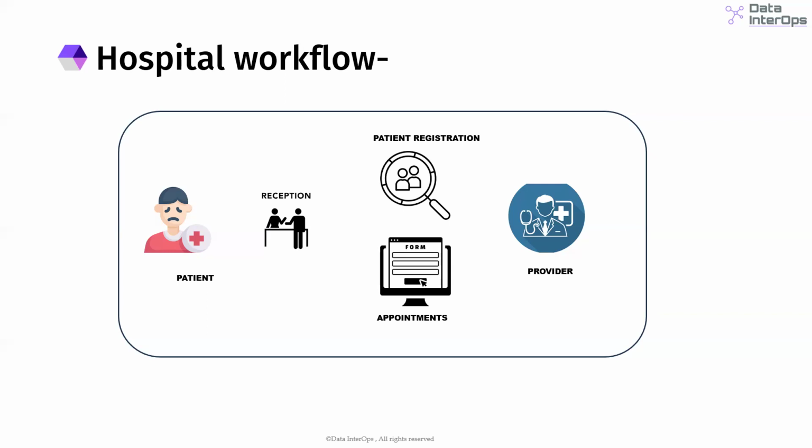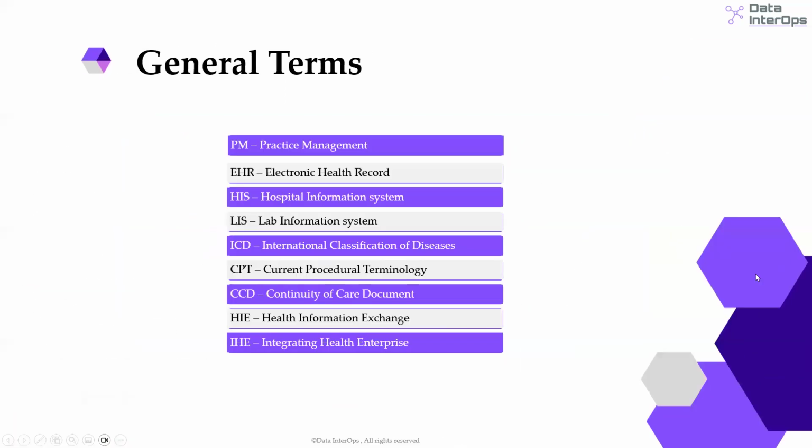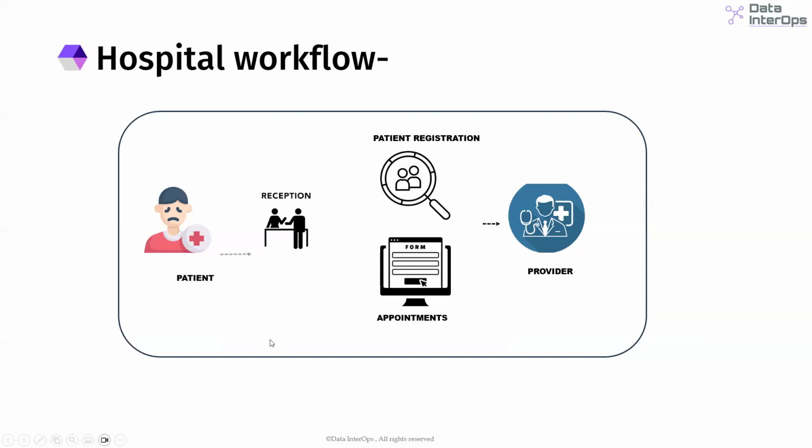A patient will first reach out to the receptionist. The receptionist would ask whether the patient is here for the first time or has been here in earlier days. Based on that, they will make a decision whether to create a patient or update a patient record, right? So they will create or update the patient record, and this data will be saved in the PM application system.